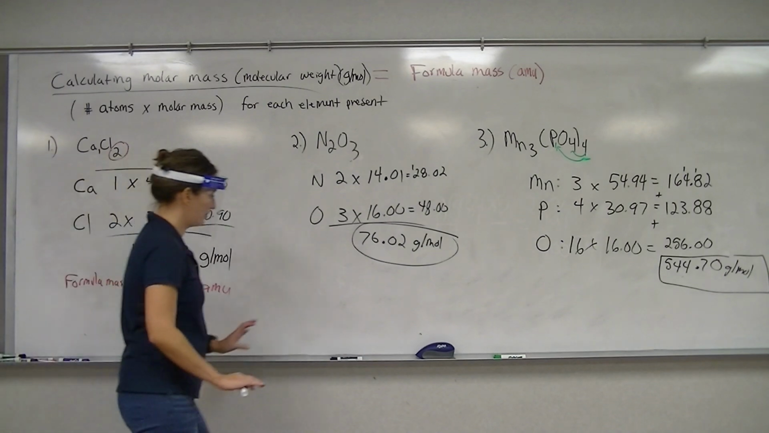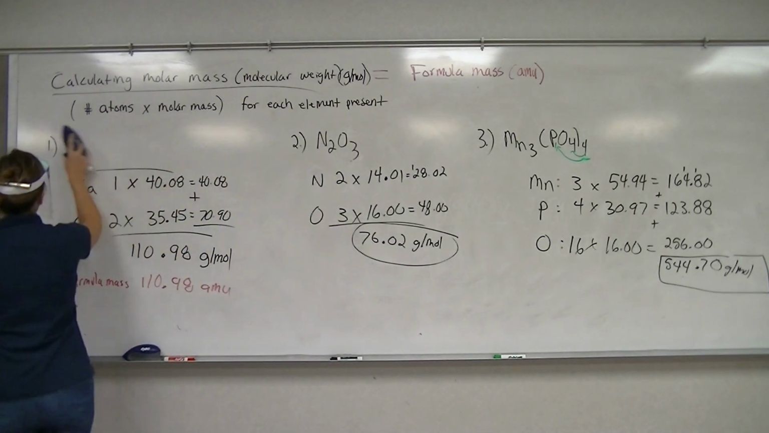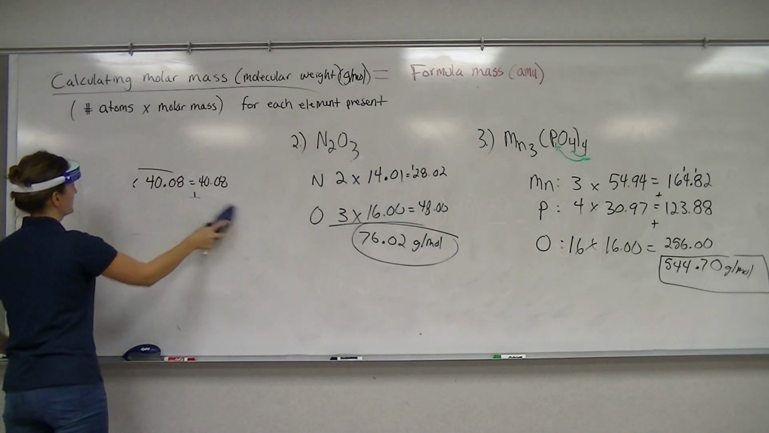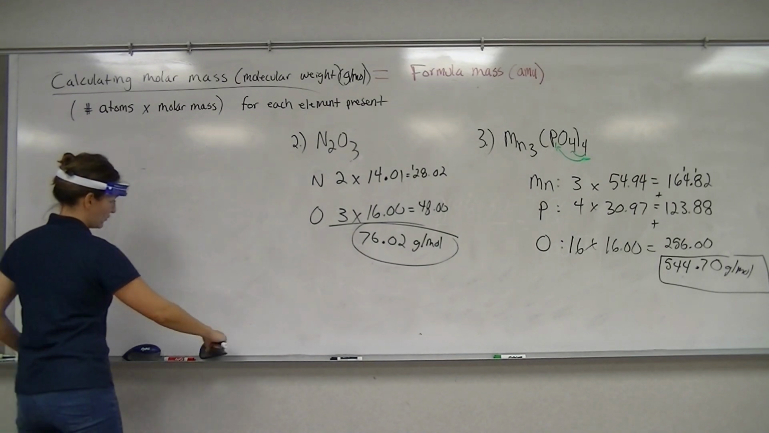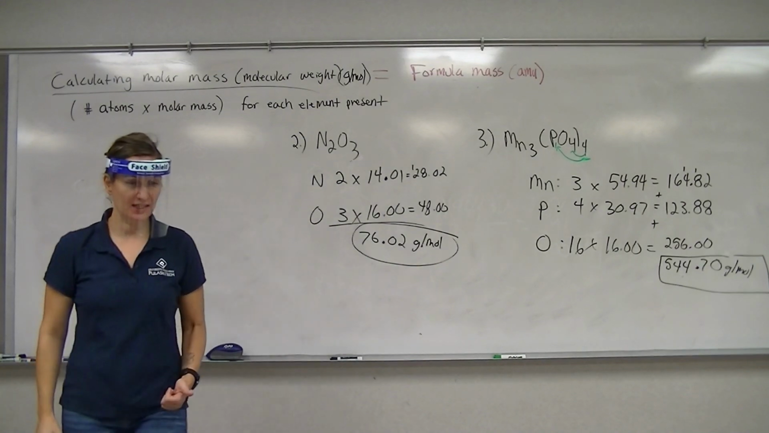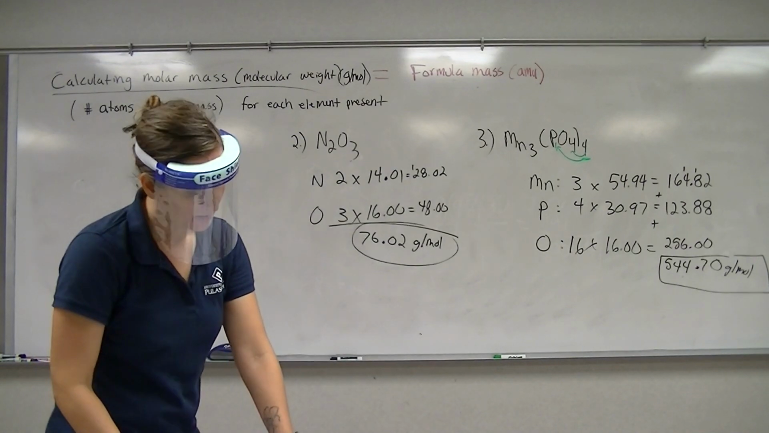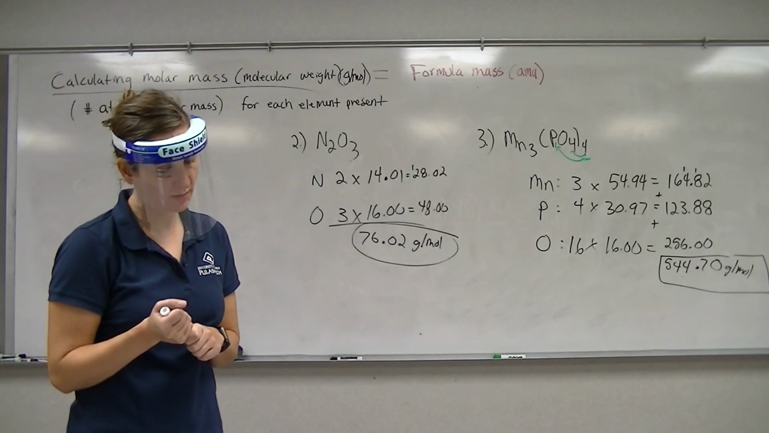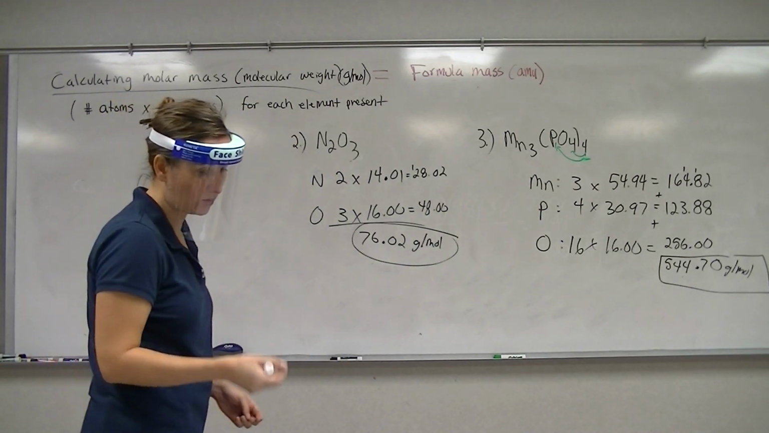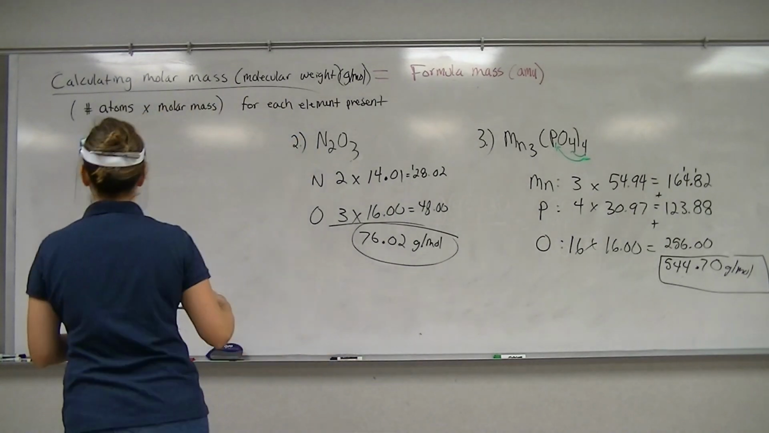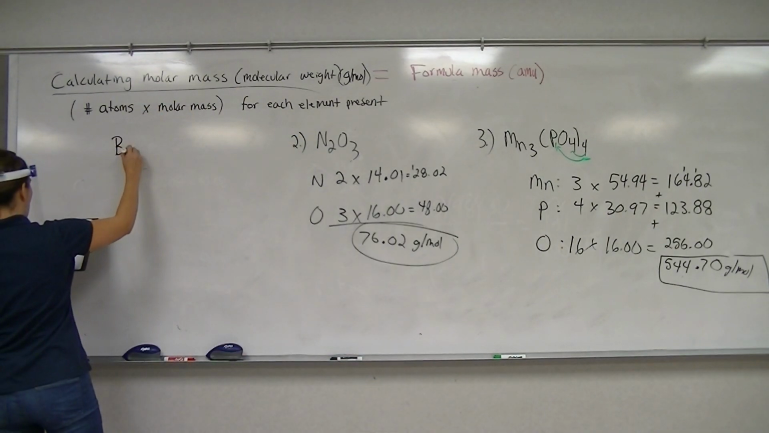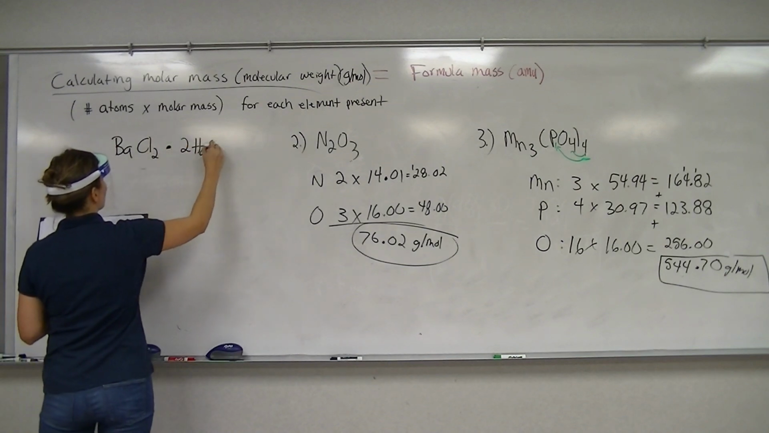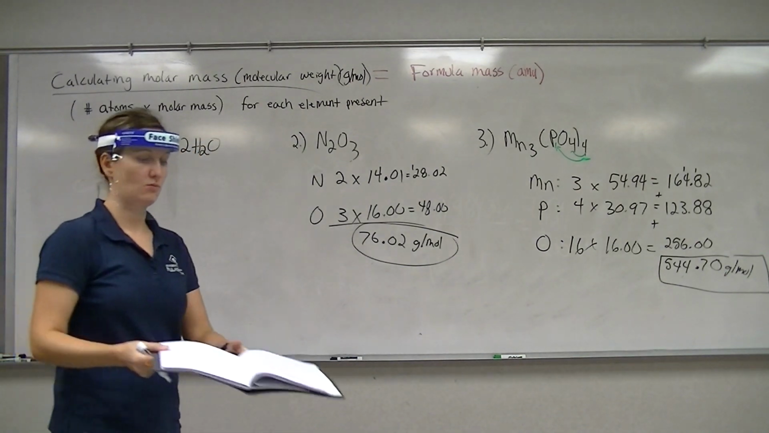So I think we're kind of figuring out the method. I want to show one more, just because it's a slightly different version of a chemical formula. You would have seen it if you've done the hydrate lab already. So it's how to calculate the molar mass of a hydrate. So let's do barium chloride dihydrate. This is one that we actually had on the lab. Just so we can see what the difference is here.